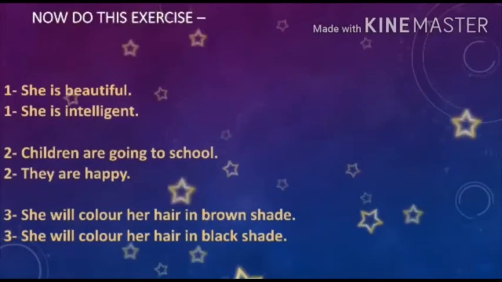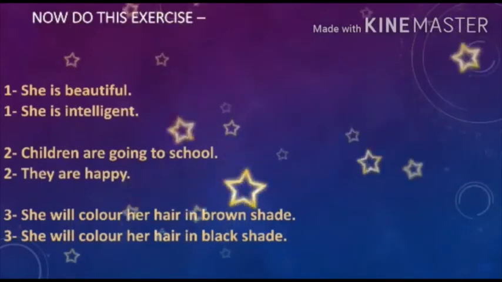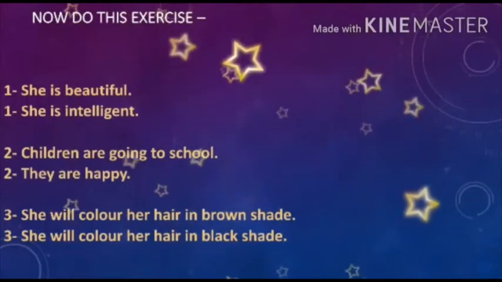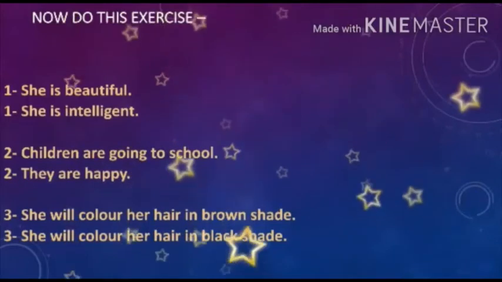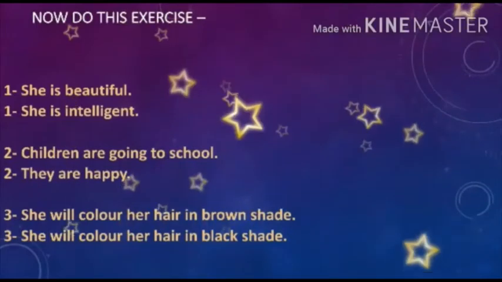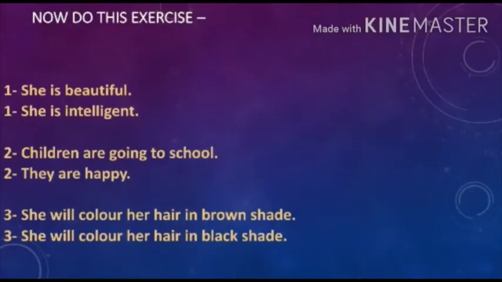Now there are three pairs of sentences. The first pair has two sentences. She is beautiful, she is intelligent. You have to use the correct conjunction to join these two sentences. Second, children are going to school, they are happy. Third, she will color her hair in brown shade, she will color her hair in black shade. You have to join these sentences with the proper conjunction. Pause the video and write the answer.